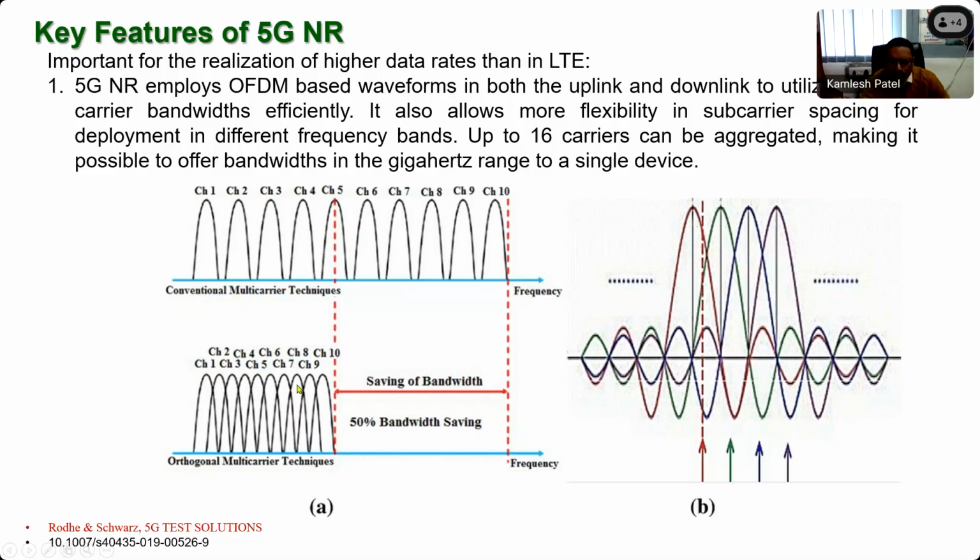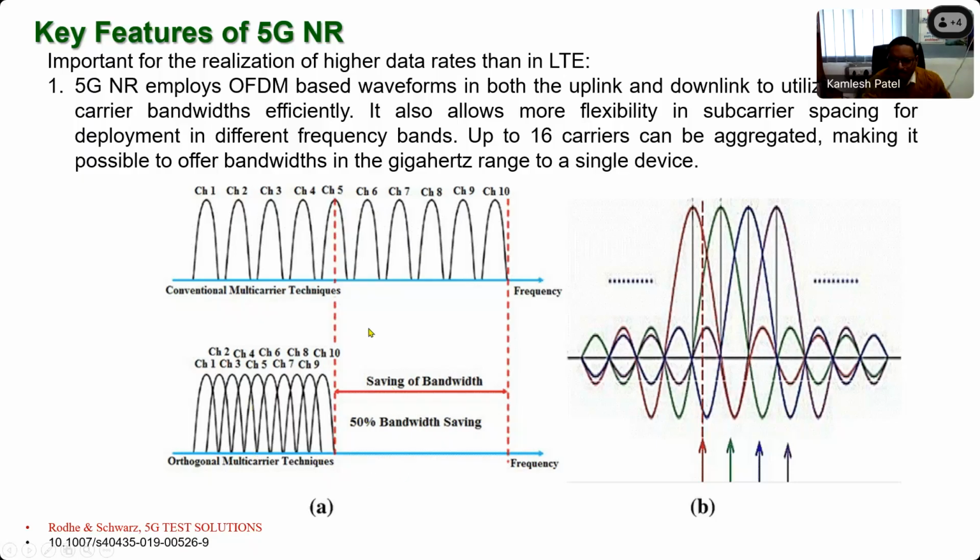So this is the rearrangement of the channels, or you can say multi-carrier technique, in which in the gap between channel 1 and channel 3 we can place channel 2. Similarly, between channel 3 and channel 5 we can place channel 4. In comparison to conventional multi-carrier techniques, orthogonal multi-carrier techniques give the advantage of saving bandwidth. You can see that with this technique, 50% of bandwidth can be saved, and we can transmit another set of channels.